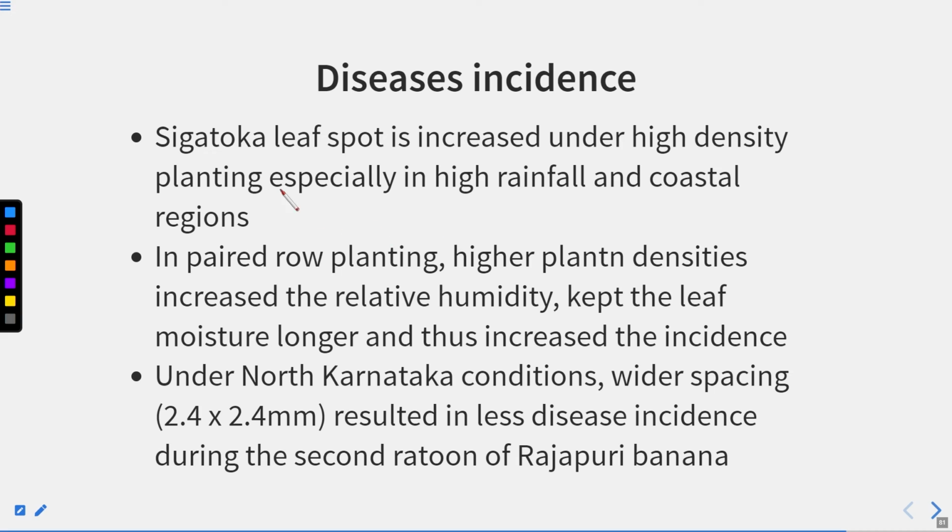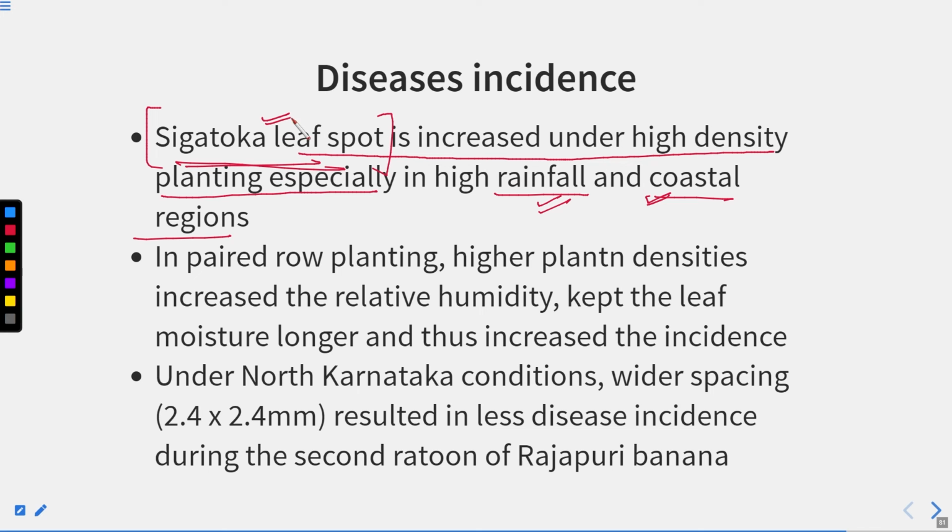Disease. Sigatoka leaf spot is increased under high density planting, especially in high rainfall and the coastal region. So in the coastal region, when the rainfall is very high and we have a high density planting system, then Sigatoka leaf spot can very often be seen. And as the plants are very densely placed, it can spread very easily.